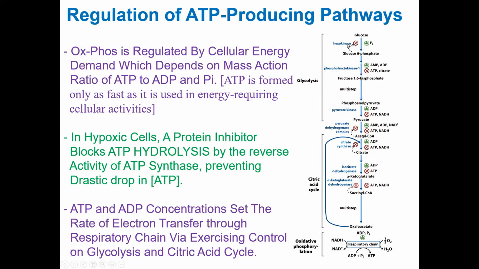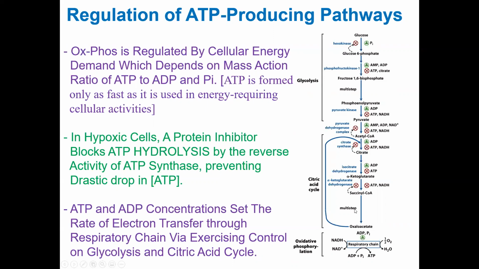Sometimes you have the feedback mechanism, right? For example, hexokinase can be inhibited by its own product, glucose 6-phosphate. If it is not being channeled into the pathways going down here, if it accumulates, then it will bind to the allosteric site of hexokinase and inhibit the activity of hexokinase. So you no longer produce glucose 6-phosphate.